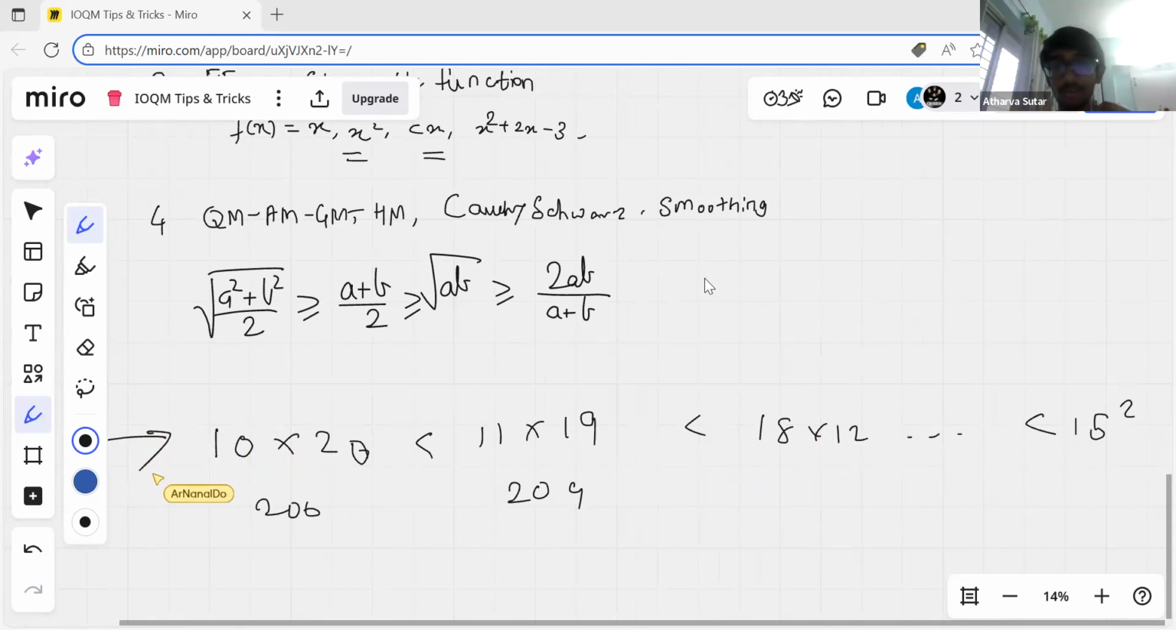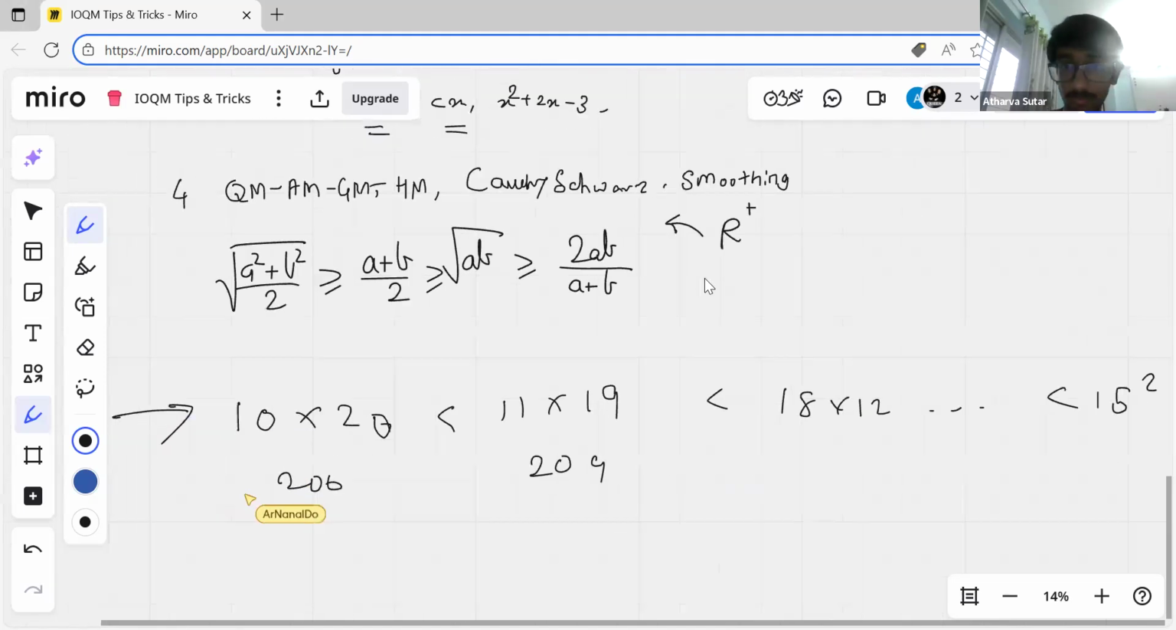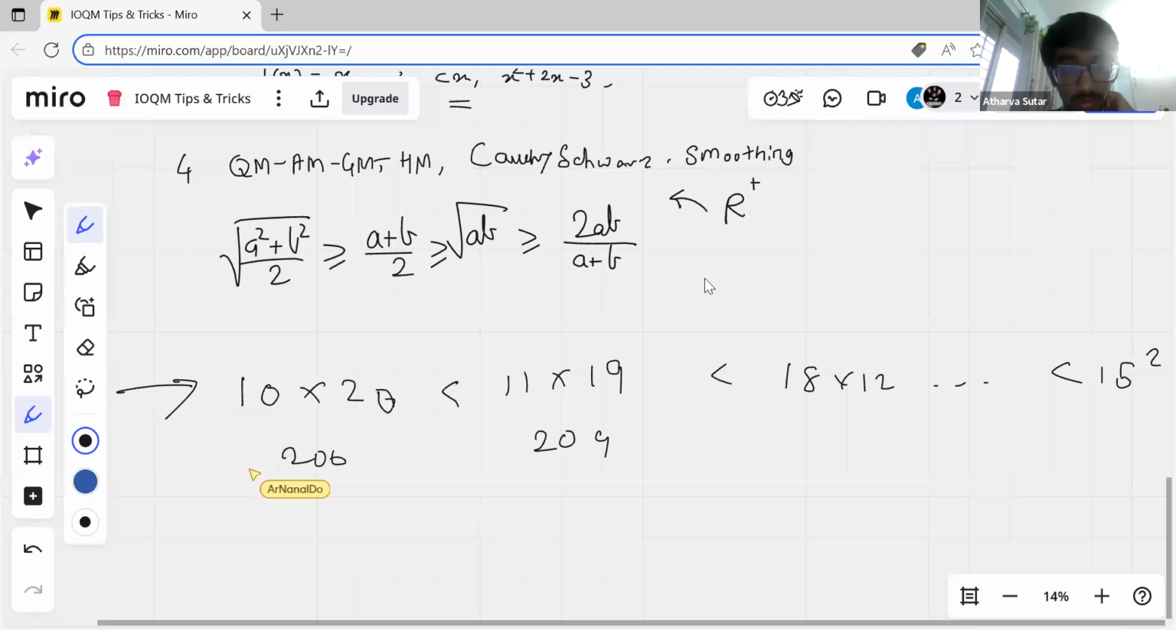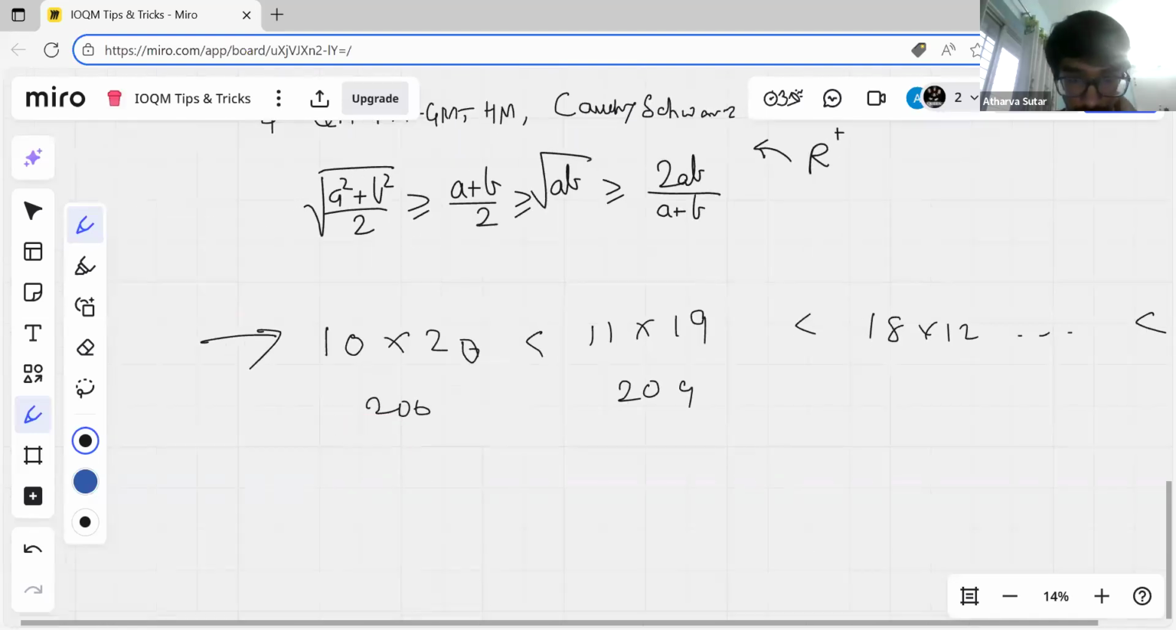Also remember while applying these inequalities that they only hold for positive reals. So don't apply them when the question hasn't specified that the numbers are positive reals. Okay. So the next important thing is Vieta's relation.